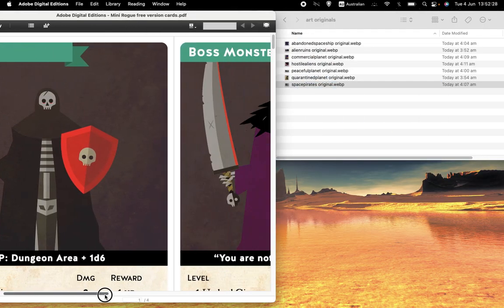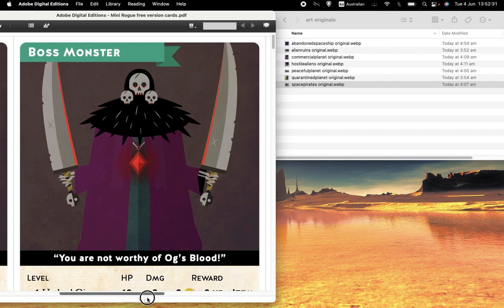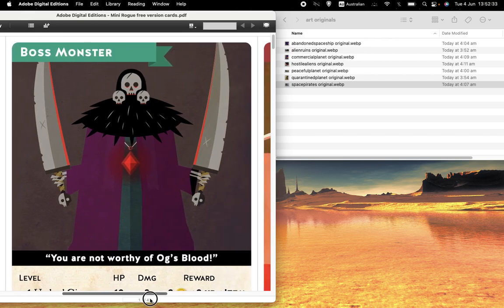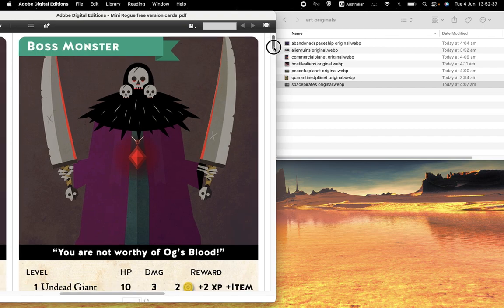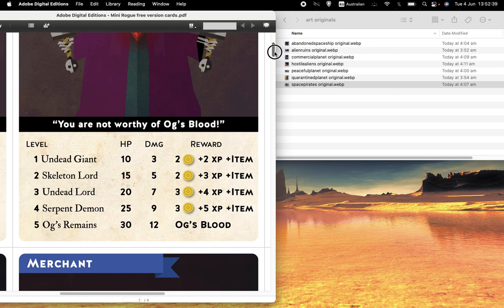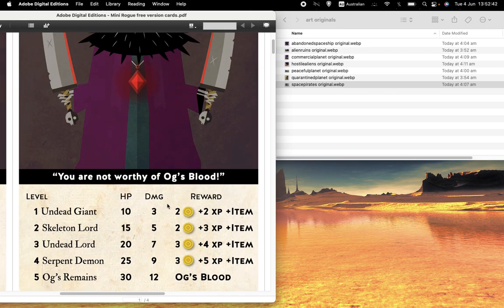Then we have Boss Monster, which is what you might expect from the name. As with the monsters, you fight them, they get more dangerous as you go up. They are bigger, badder versions of the monsters, if that makes sense, and you get more rewards. The items will have science fictional equivalents, and the gold will just be money or credits or something like that.